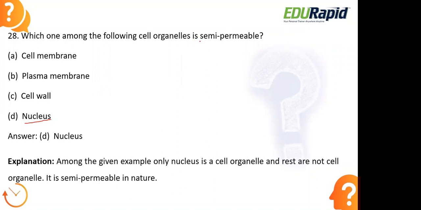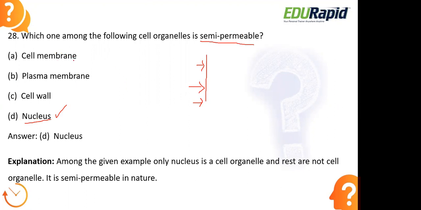We know what semi-permeable means: a membrane which will allow only selected compounds to pass through it. It will not allow all the molecules that enter there to pass through; only selected molecules, selected substances can pass through it. Such a membrane we can call semi-permeable. And when we are looking at all the options that we have here, the nucleus has a semi-permeable membrane so that only selected particles can move.